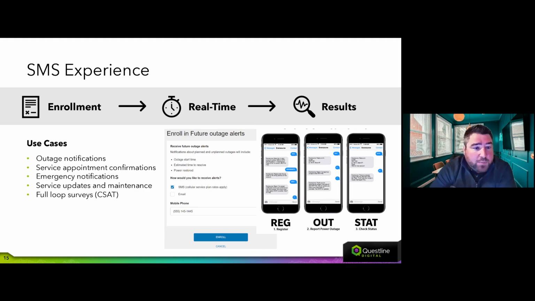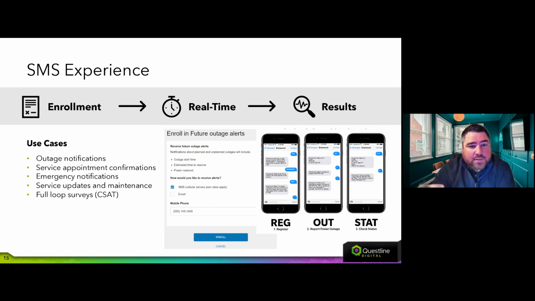You got to get people enrolled in the SMS. Often the challenge is actually getting your customers to enroll. So we've got some great solutions, again, between Questline's communication strategy and IntelePeer's innovation with technology. There's a lot you can do to drive enrollment and drive up those numbers so that you've got the majority of your customer base enrolled in something like SMS.